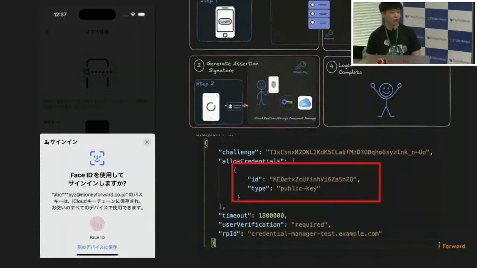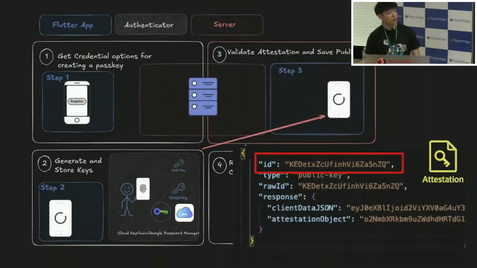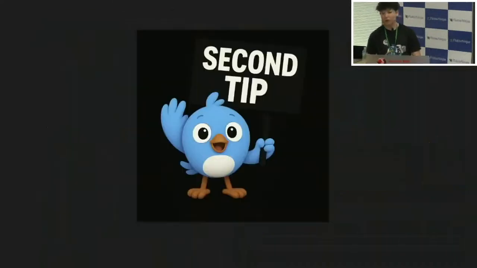But where can we get the credential ID? So it is included in the attestation signature during the registration. We store it during the registration and use it for login. For the second tip, I want to talk about the origin check.